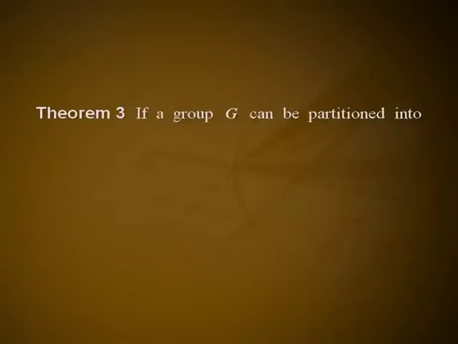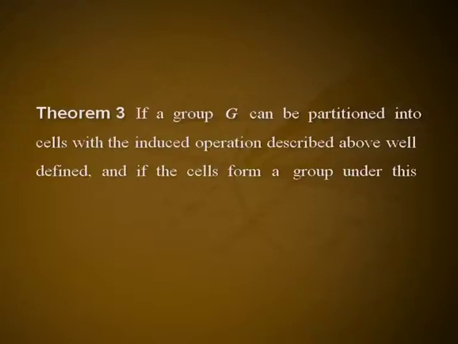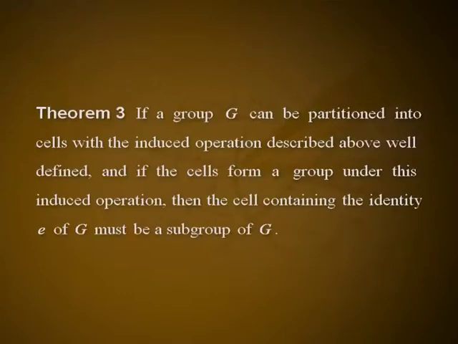Theorem 3. If a group G can be partitioned into cells with the induced operation described above well defined, and if the cells form a group under this induced operation, then the cell containing the identity E of G must be a subgroup of G. Proof. Let G be partitioned into cells with the induced operation well defined and giving a group, and let BE be the cell containing the identity, so that E belongs to BE.